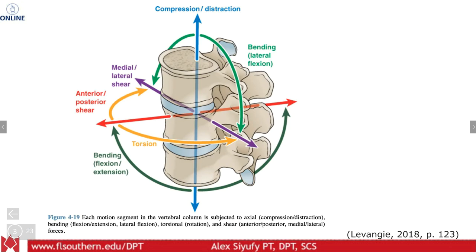Here's a visualization of what the different movements will look like. It'd be good just to look at this and to visualize the terminology: shear, anterior, posterior, medial, lateral, flexion, extension, the planes they go in, and so forth. So that's one way to visualize or understand how the segments within the spine move.